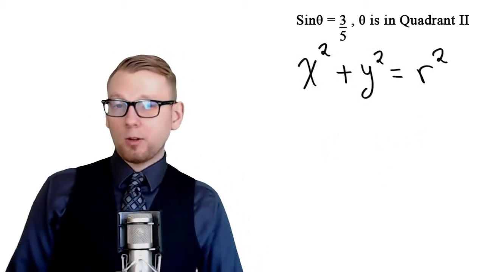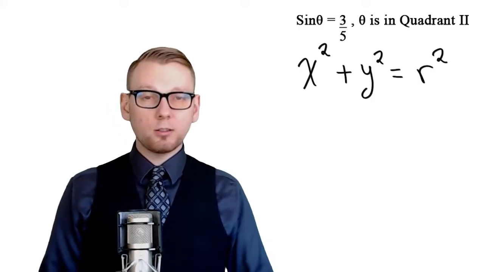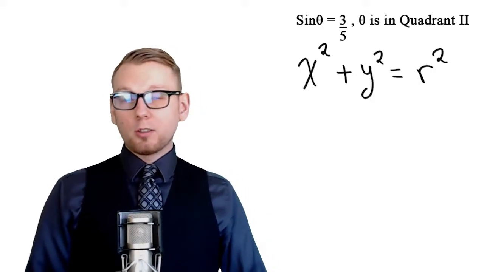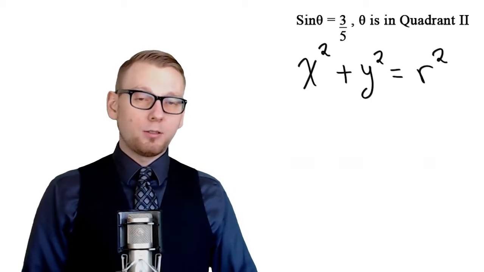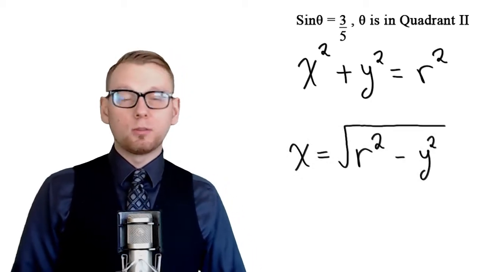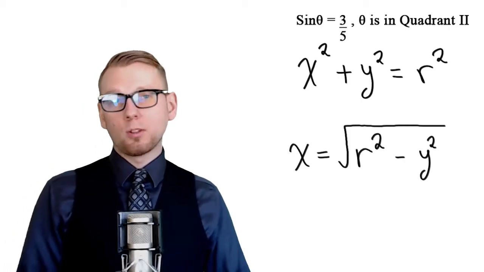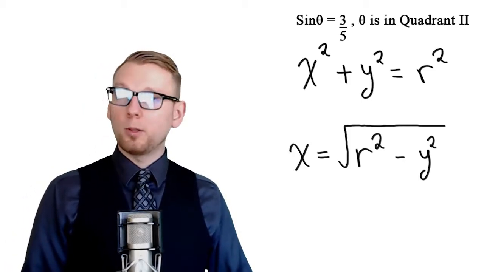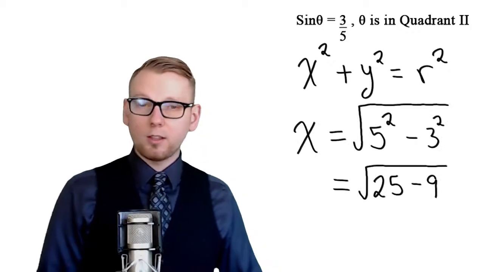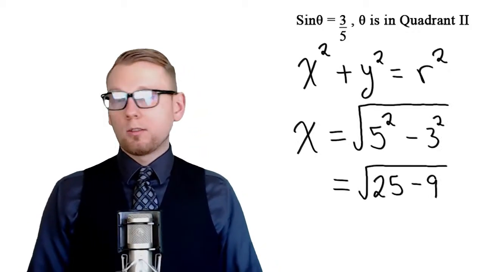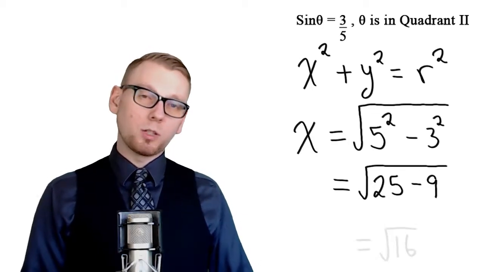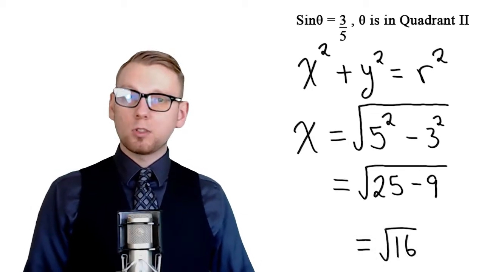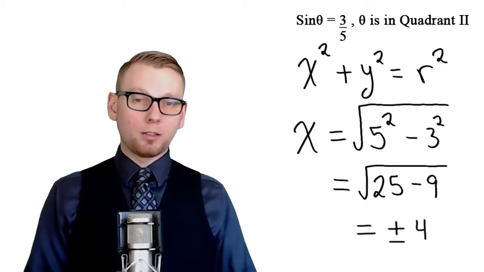We've got x squared plus y squared is equal to r squared. So if we rearrange it, we have x squared is equal to r squared minus y squared. So x is equal to the square root of r squared minus y squared. We'll plug in our values. So we have x is equal to the square root of 25 minus 9, square root of 16. So we have plus or minus 4.